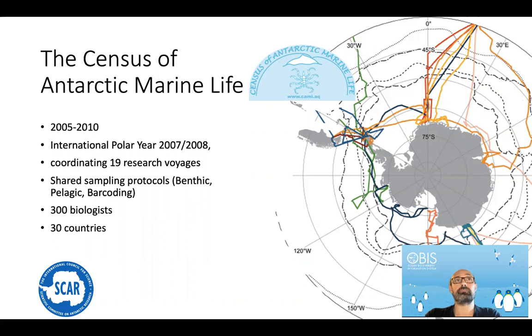project, 19 research voyages were coordinated internationally with shared sampling protocols, and 300 biologists from 30 countries participated in this. And this was a unique sampling opportunity, and in order to not make that information go to waste, the SCAR Marine Biodiversity Information Network was set up.